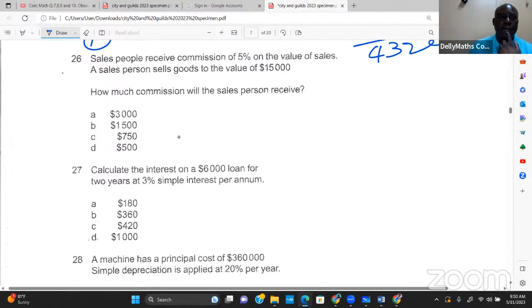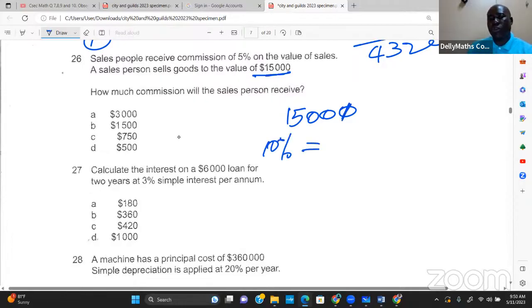All right. This one says, salespeople receive commission of 5% on the value of sales, and the salesperson sells 15,000. How much commission does the salesperson receive? All right, what we can do easily is that 10% means to drop off a zero. So 10% is 1,500. But remember, if you're going 5%, all you have to do is divide this by 2, because 10% divided by 2 is 5%. 1,500 divided by 2 is 750, and here it is.